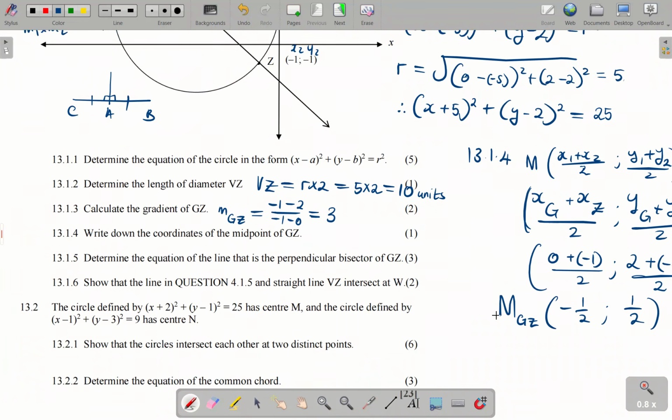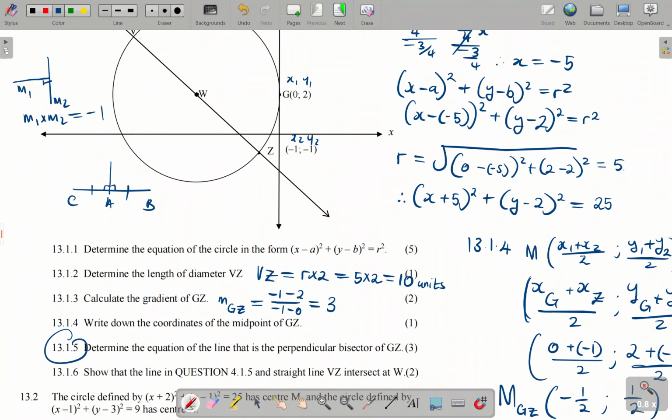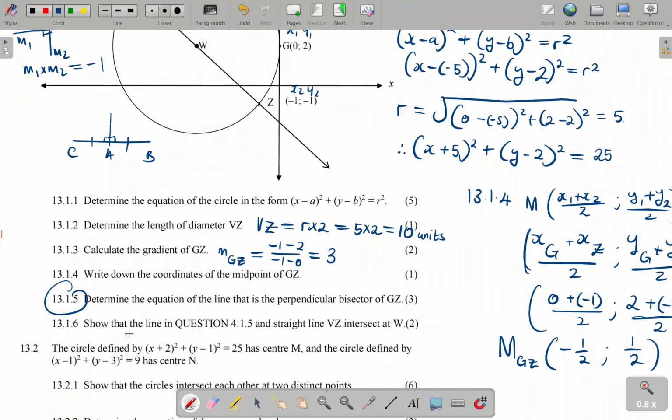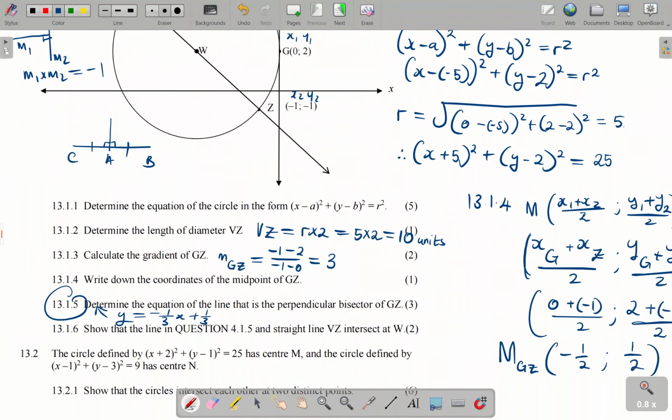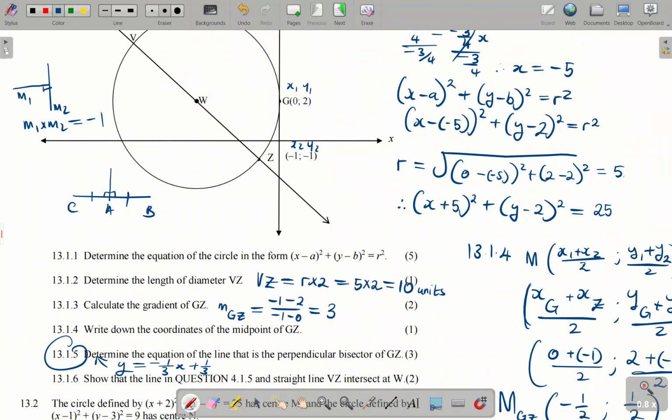Now, show that the line in 4.1.5, okay, that's talking about this one here, and the straight line VZ intersect at W. We have to show that this line that we determined, and the straight line VZ, whose equation we are given, intersect. We have to prove that they intersect at W.